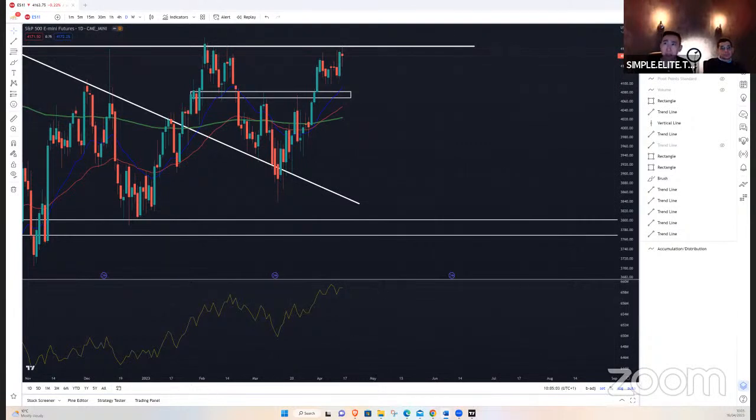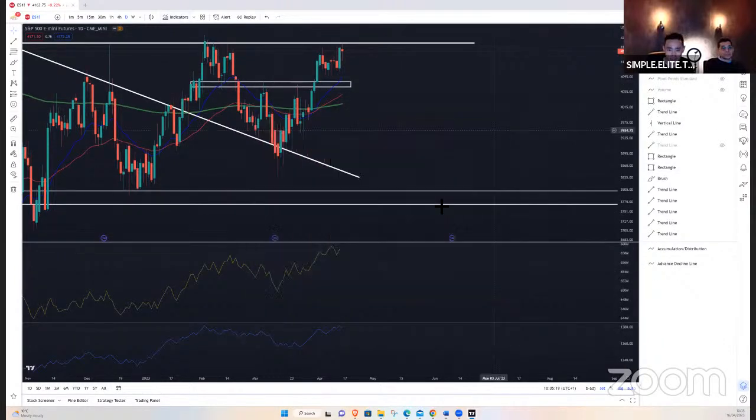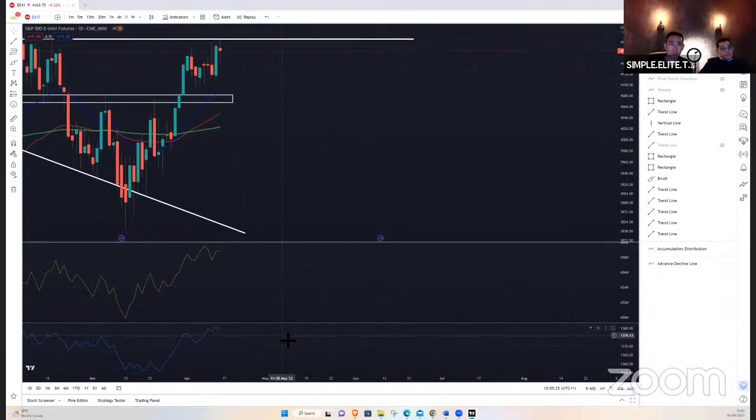One more thing that I may want to introduce very quickly is another AD line. It's the advanced decline line. What is the advanced decline line? It's the blue line through there. The advanced decline line tracks the 500 stocks inside the S&P 500.